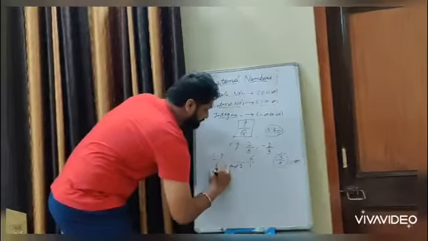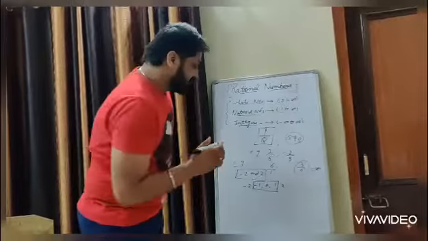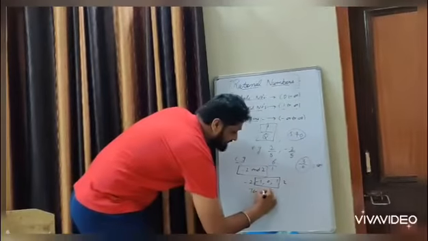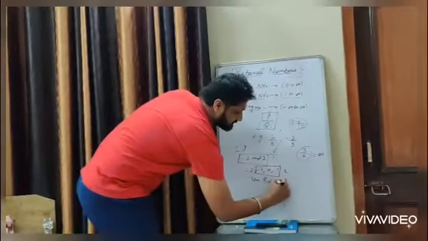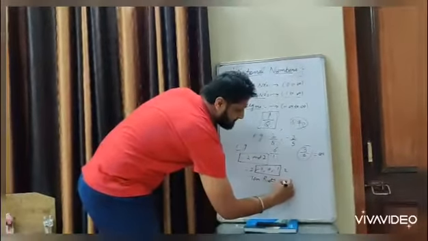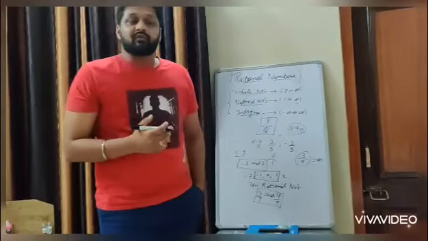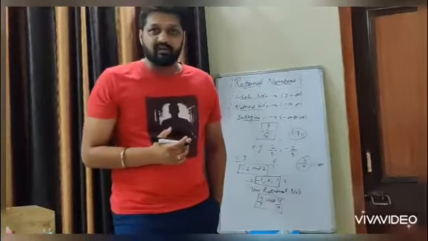So there's a homework for you. The homework is you have to find 10 rational numbers between 3 by 7 and 4 by 9. So this is the homework for you, and in the next video we will start discussing the properties of rational numbers.